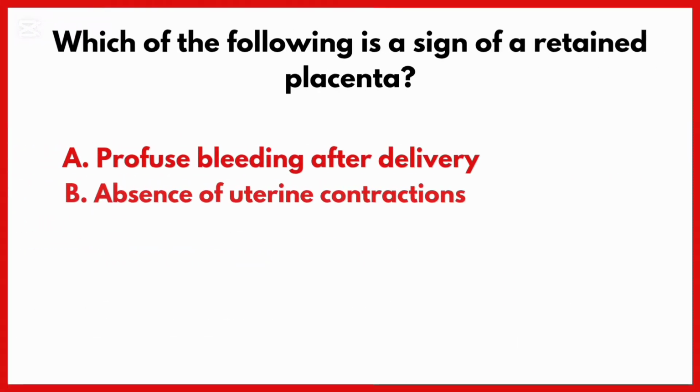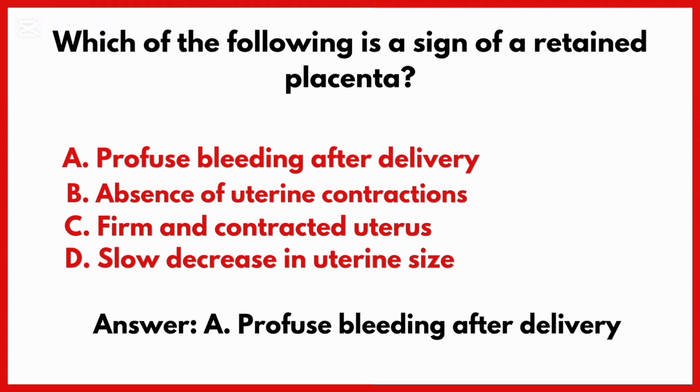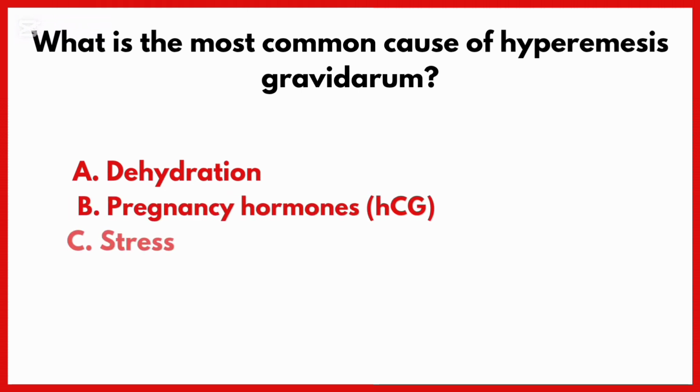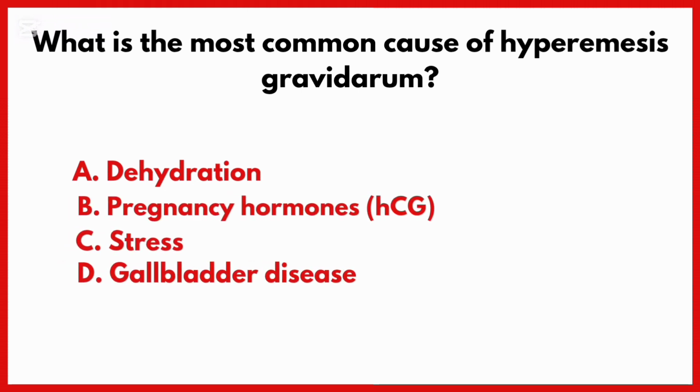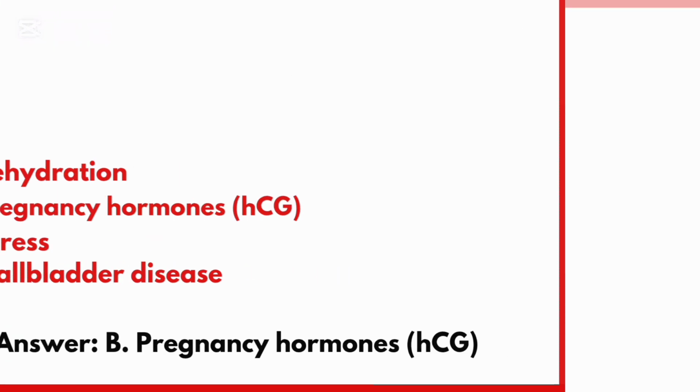Which of the following is a sign of a retained placenta? Correct answer is option A, profuse bleeding after delivery. What is the most common cause of hyperemesis gravidarum? Correct answer is option B, pregnancy hormones.